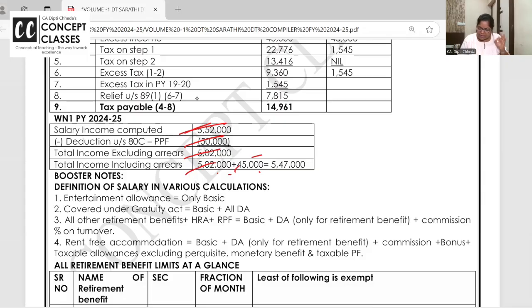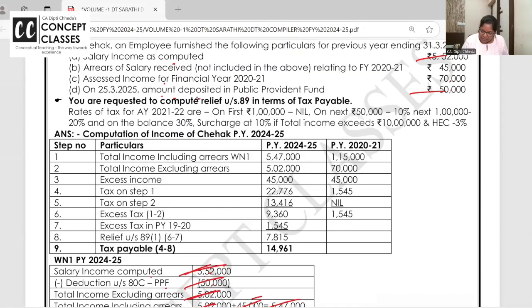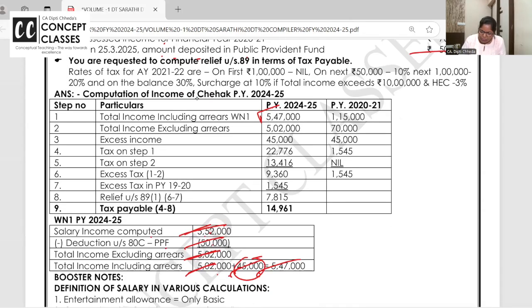What is this? Take your time. 552 is salary minus deduction, 5,02,000, and add arrears. So with arrears, what is my salary? 547. Without 45 arrears, what is it? 502. Now, how much is the excess income? 45. What is the tax on step 1? Because I have received 45,000 extra, what is my tax now along with cess and all?